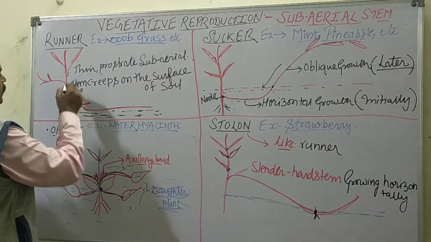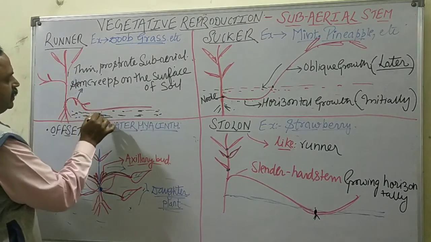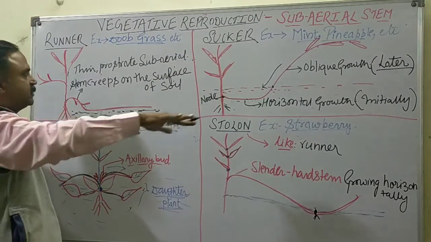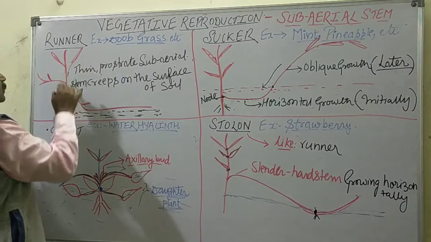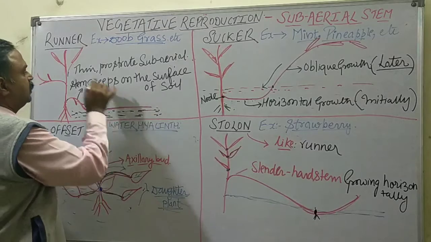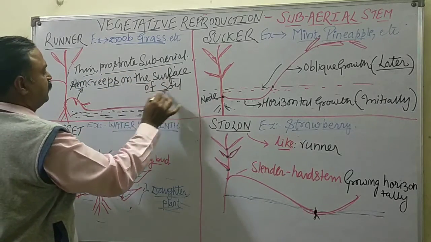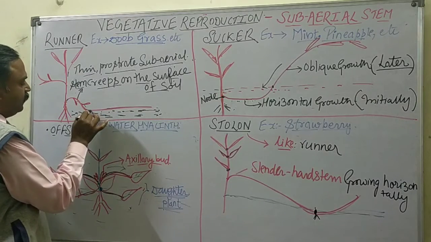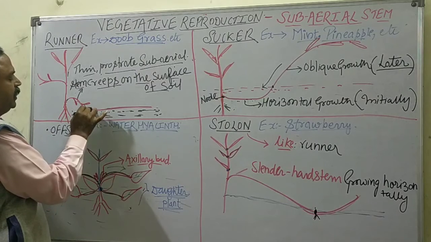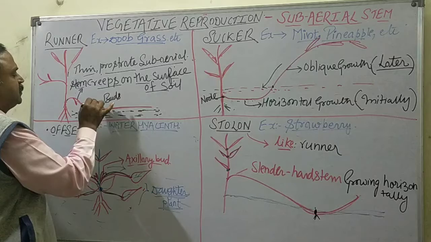Here, what happened? The thin prostrate subaerial stem comes from the soil surface and creeps on the soil surface very fast. Like this is the upper, similarly this is the thin prostrate subaerial stem. It creeps on the surface of the soil. And the part where it touches the soil, the node, strikes adventitious roots, and the upper surface gives rise to buds. And these buds produce a new plant.